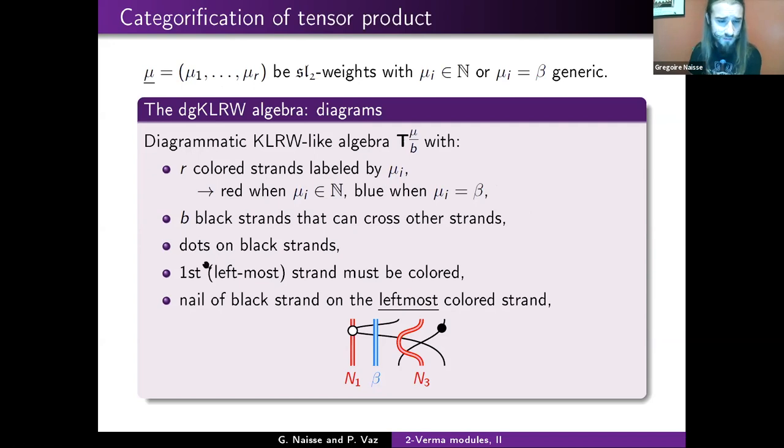And then I have some conditions. I also have a condition that the first strand on the left should always be colored. So if you know a bit about KLRW algebras, you usually have this violating condition that says that if you have a black strand on the left, then it is zero. But somehow this is a cyclotomic condition, and I don't want a cyclotomic condition because I want to work with DG enhancement. And so I just ask that there are no black strands on the left. And finally, I have another generator, which is that you can nail a black strand on the leftmost colored strand. And these are, if you want, the floating dots of Pedro. So if you have just one colored strand and only black strands, then it is the DG nil-Hecke algebra that Pedro told you about.